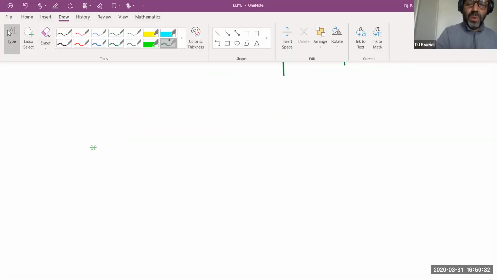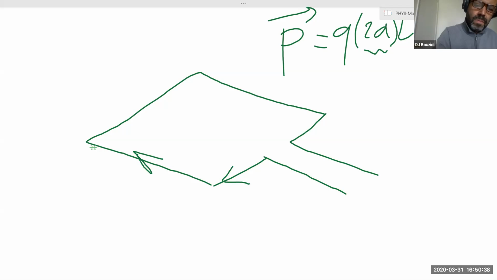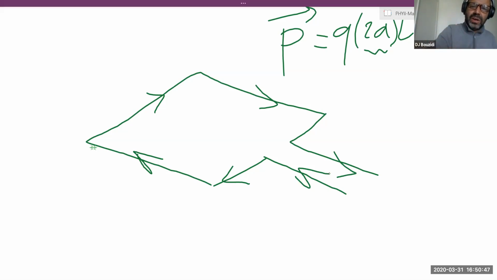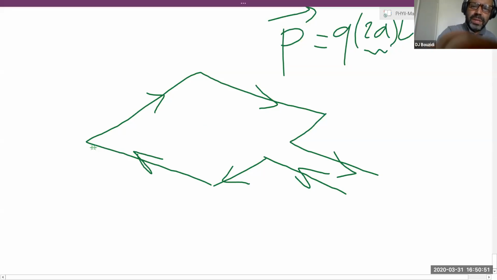So if I'm going to draw the wire again, and for some reason I have the current going clockwise in it, then the area will be pointing down. In other words, the dipole moment, mu, will be down also, because it's basically following the current.